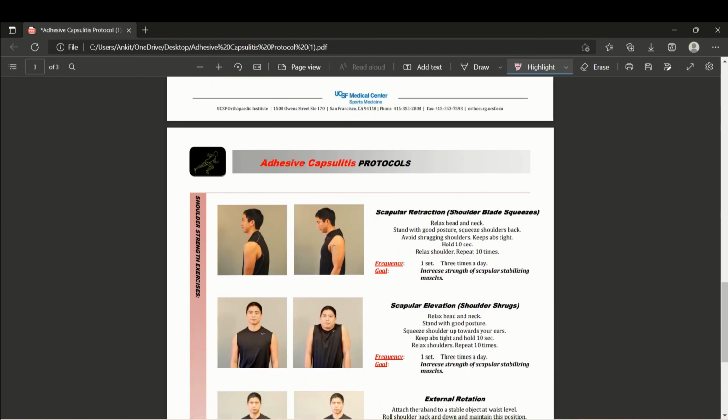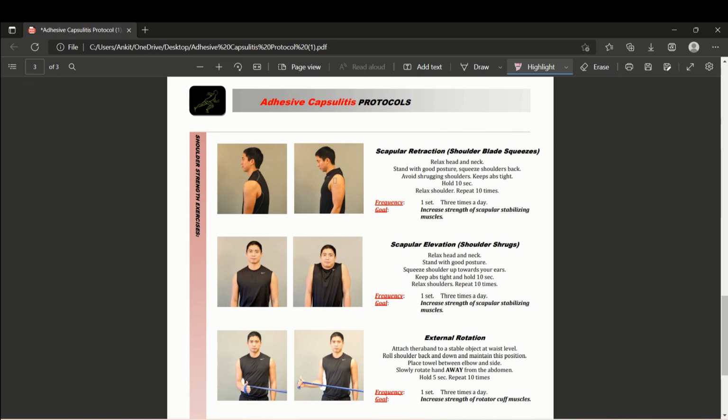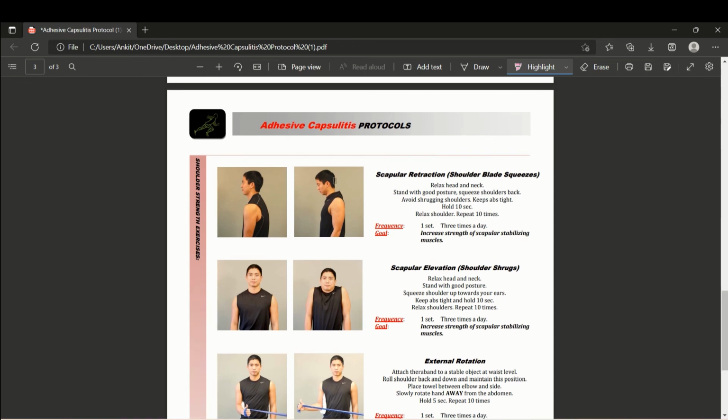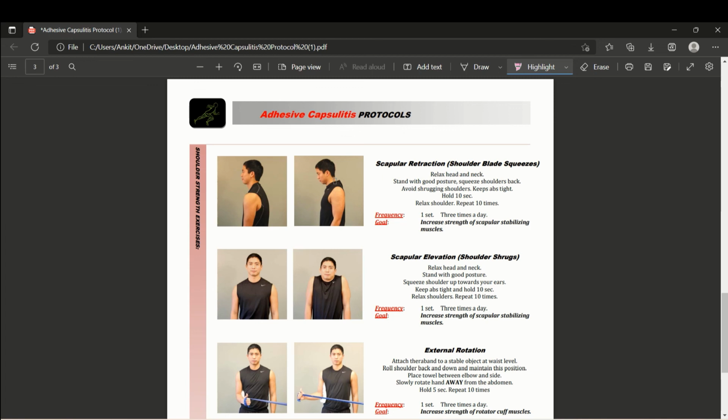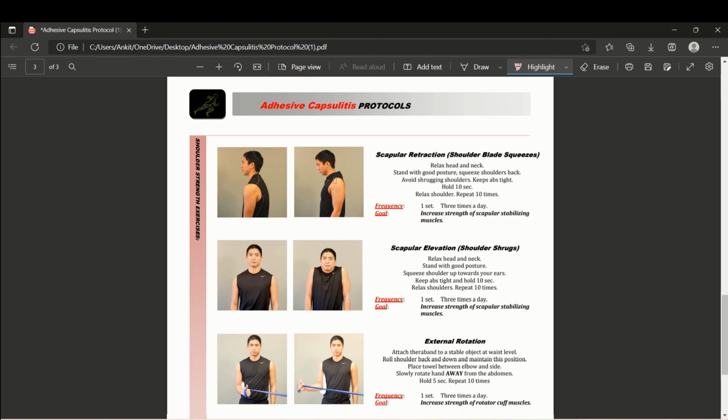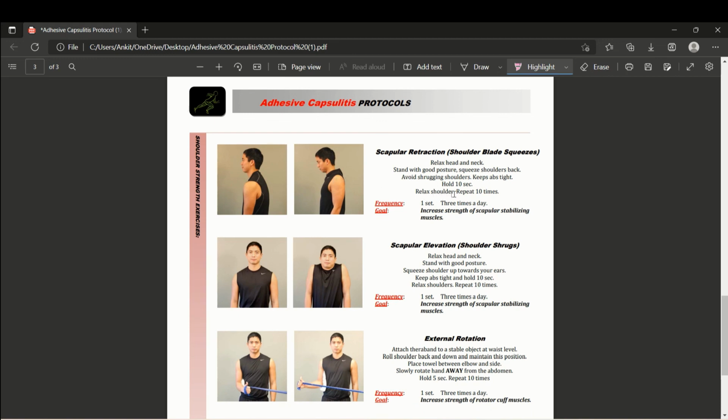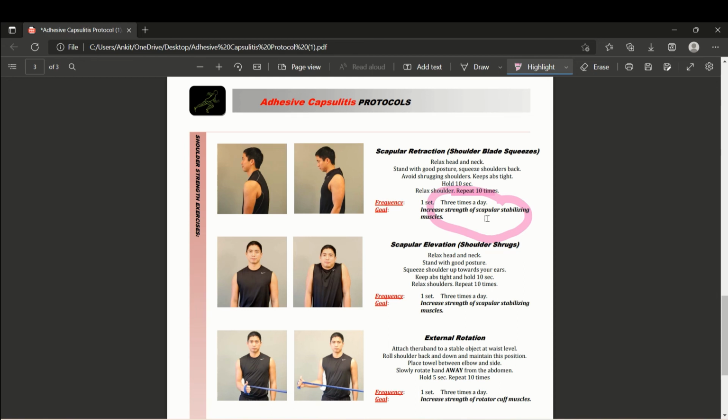Scapular retraction exercises. We have to just squeeze the shoulder blade. Relax the head and neck, stand with good posture, squeeze the shoulders back, and avoid shrugging of the shoulders. Keeping the abs tight, we have to hold the position for 10 seconds and then relax. Repeat 10 times. Alright? It has to be done 3 times a day, and it increases the strength of the scapular muscles.